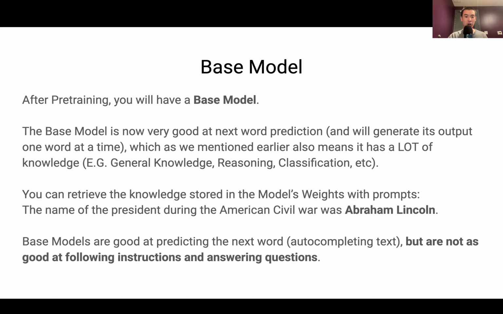And base models are good at predicting the next word or auto-completing text, but are not as good at following instructions and answering questions. Let's see this for ourselves.